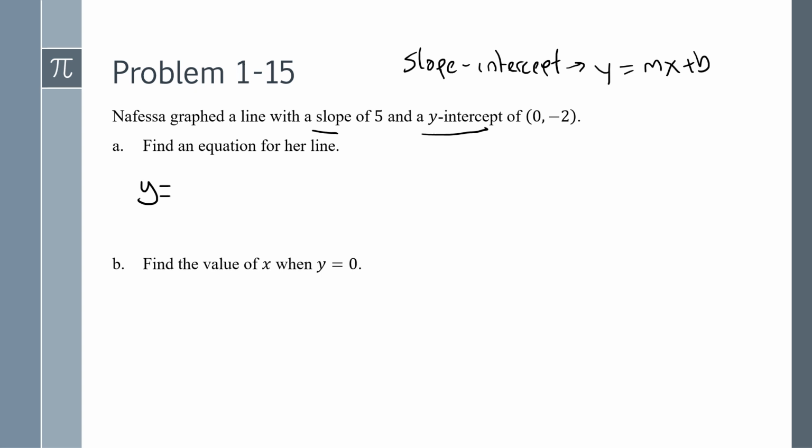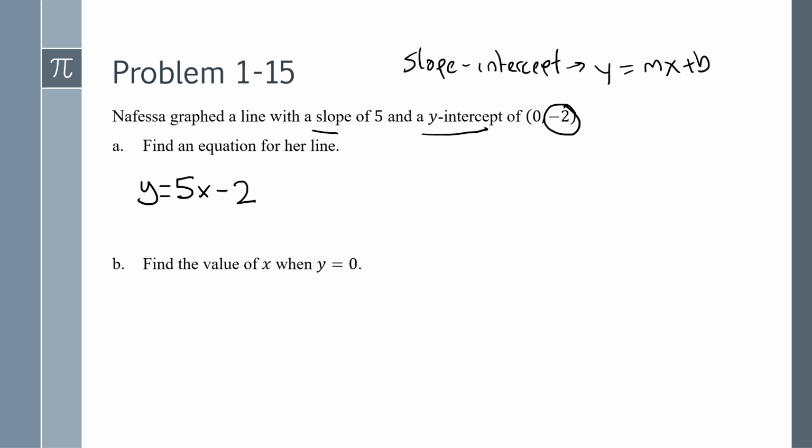So I'm going to replace the m with a 5. So it's 5 times x. And the y-intercept is (0, negative 2). So I care about the y-coordinate of that point. That is b. So instead of plus b, it's going to be minus 2. So that's the equation for that line.